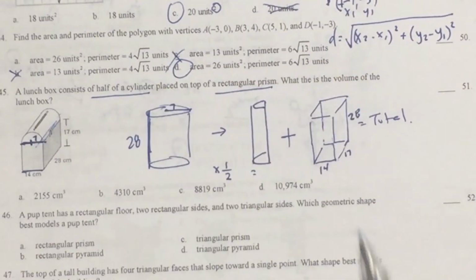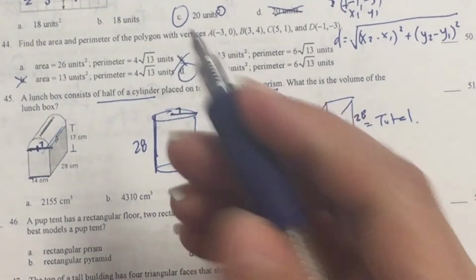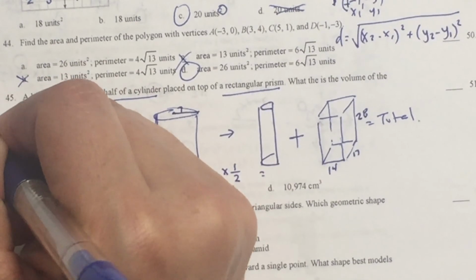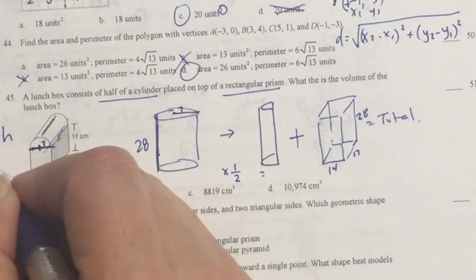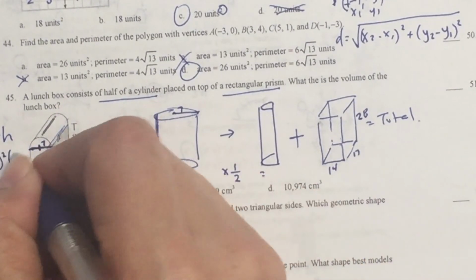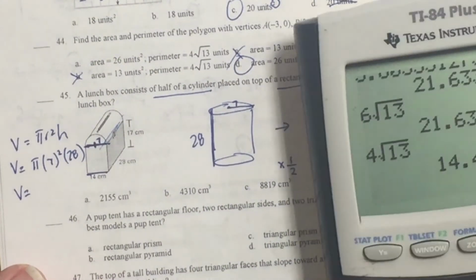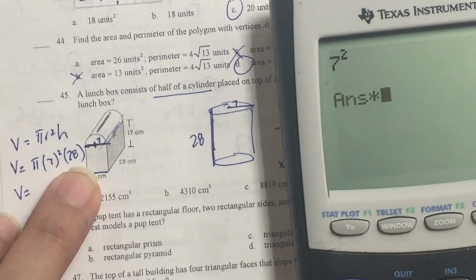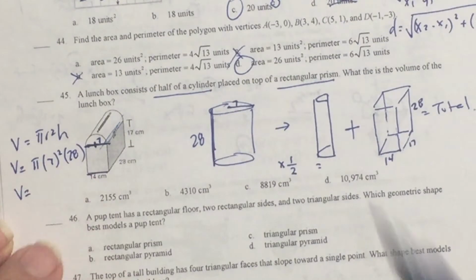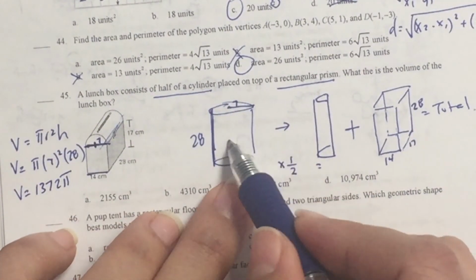All right, volume of a cylinder. Write it down. So volume of a cylinder is pi r squared h. So let's find that. Pi, the radius, which is 7, squared, times the height, which is 28. Volume equals, and I'm just going to leave pi in the answer until the end so I don't have decimals. 7 squared times 28. 1372. 1372 pi. So that's the volume of this one.